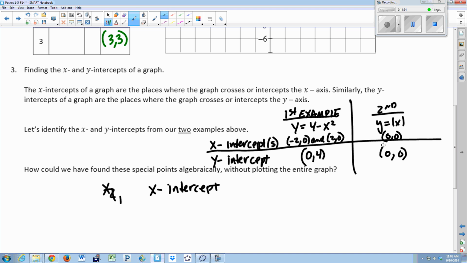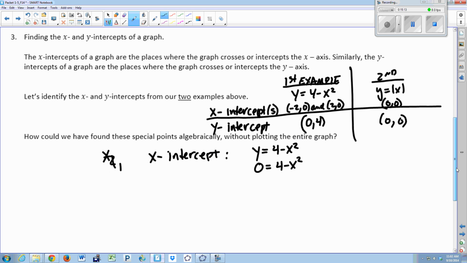The y value. So if I wanted to find the x-intercept algebraically, I would take my very first equation, 4 minus x squared, and I would put a 0 in here, and I would solve this. Okay? And how would I solve this? Well, that's why we learned factoring the other day or reviewed it. We would factor this because this is the difference between two squares.